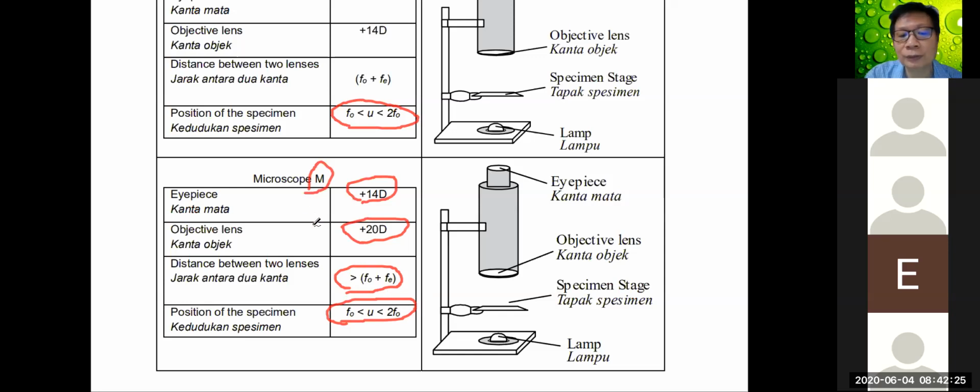Do you know how to write the answer? Choose this one, keep the reason. Choose this one, keep the reason. Finally, make a conclusion.